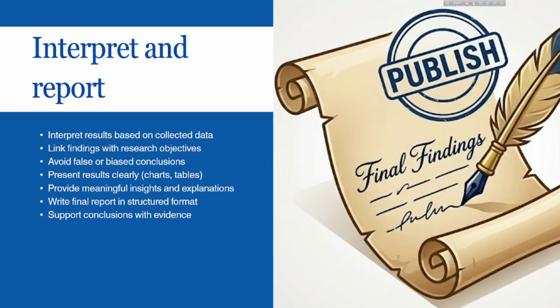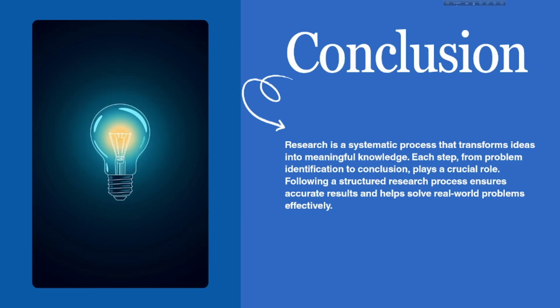In the second slide, interpretation and reporting. In these steps, we analyze the results carefully and connect them with our research objectives. It is very important to avoid any kind of bias or false conclusions, and we present our findings clearly using tables, charts, and proper explanation. And finally, we prepare a well structured report supported by strong evidence.